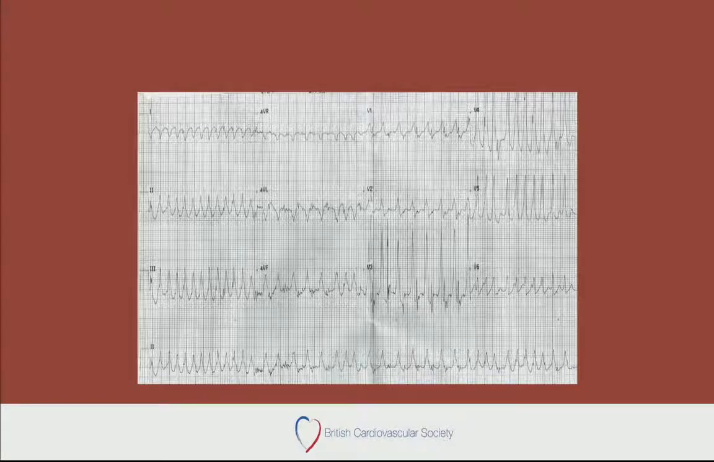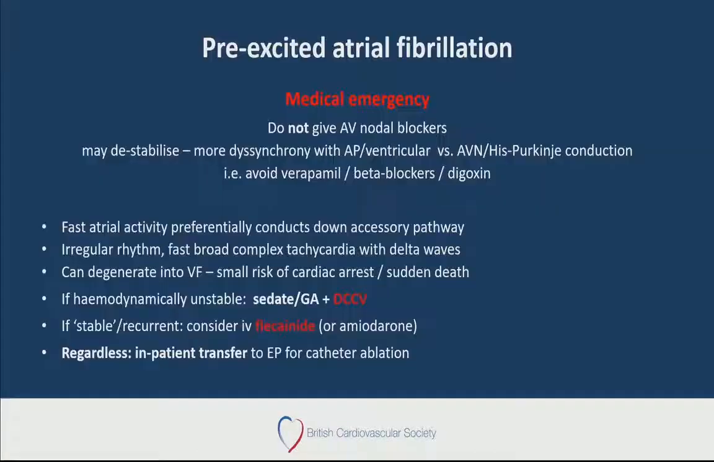So this is an ECG that causes fear in A&E all around the world. This is pre-excited atrial fibrillation. The hallmark is that it's fast, it's broad, and it's super irregular. Sometimes you'll see the delta waves even when it's so fast. And it's a medical emergency. And it's important because you need to know what not to give in this scenario.